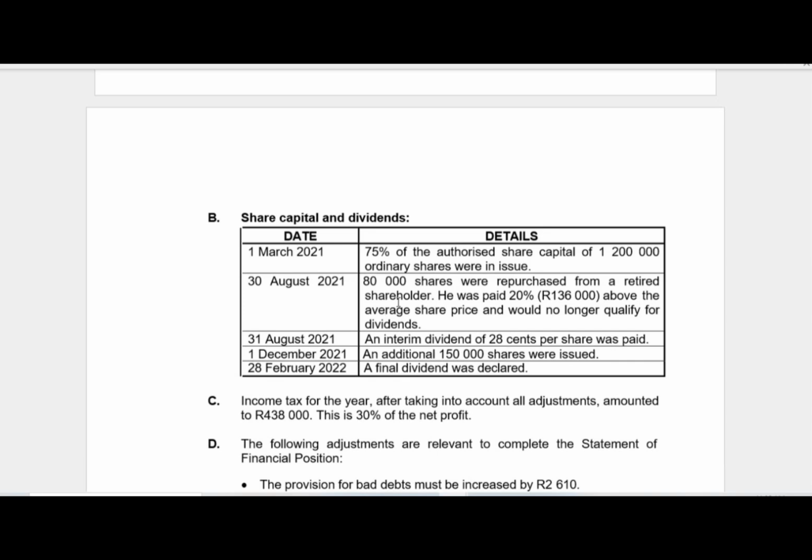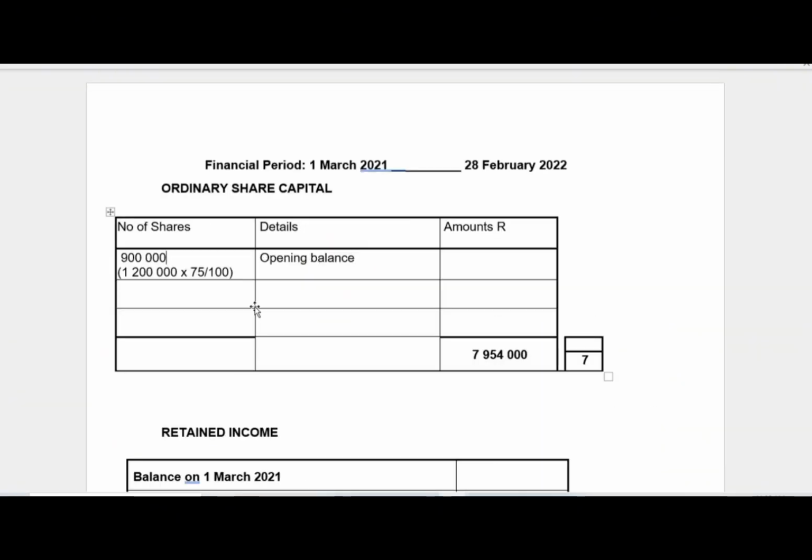So we're going to say shares repurchased. Additional information number 2, we've got shares repurchased. Shares repurchased is 80,000 number of shares, 80,000 number of shares that we need to subtract, and anything that we subtract in accounting we put in brackets. Remember, this side we're still dealing with the number of shares.